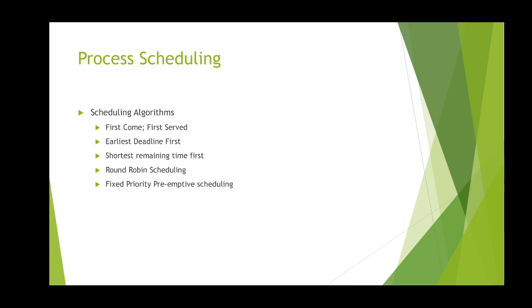And the next one is shortest remaining time first, and the next one is round robin scheduling, and then fixed priority preemptive scheduling. In fixed priority preemptive scheduling, each process is assigned a priority, and depending on the priority, the process will be allotted to the CPU for execution.